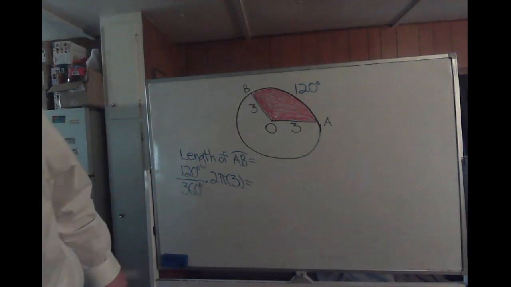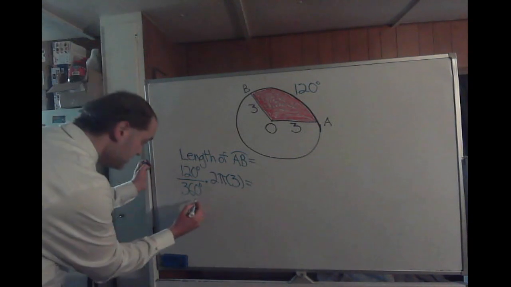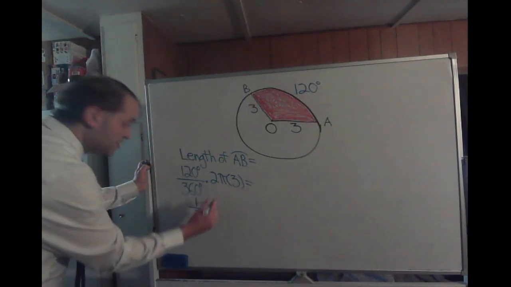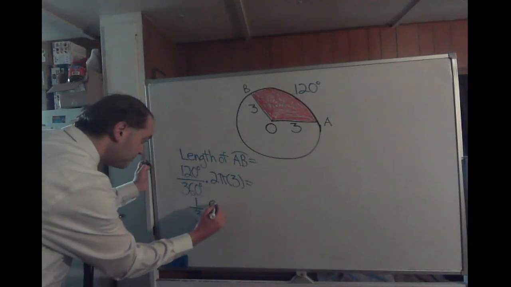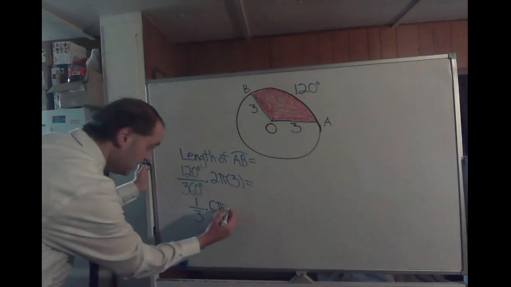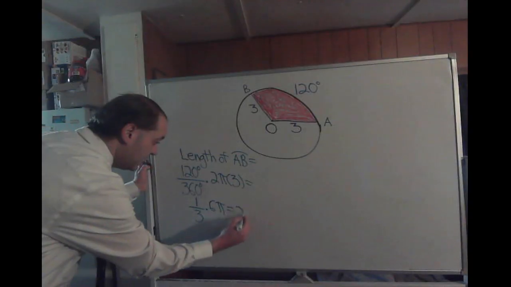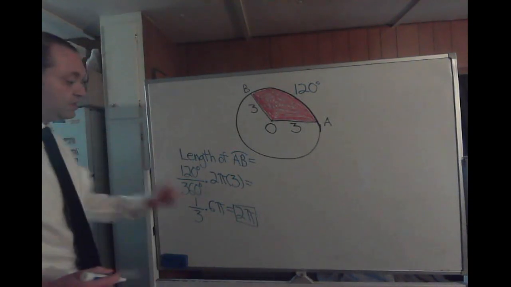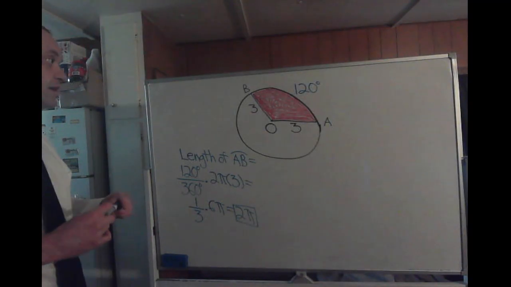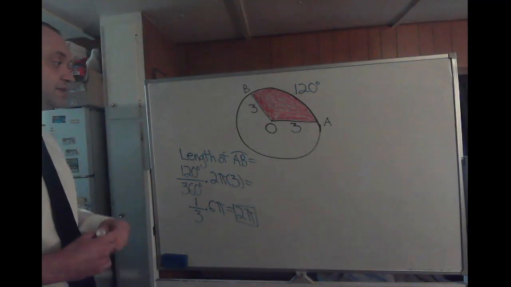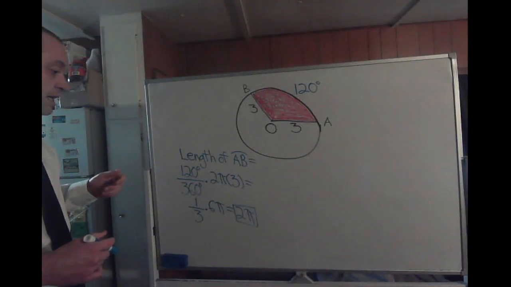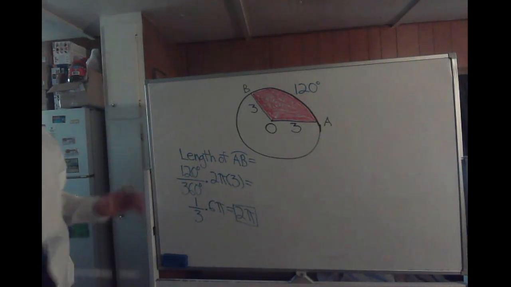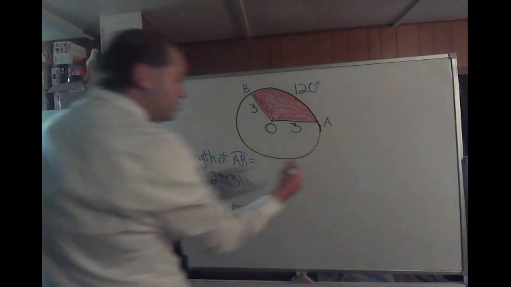which then we know 120 out of 360, that's a third of the circle. So that's going to be 1/3 times 2 pi times 3, that'd be times 6 pi, which in the end would end up giving you the length of arc AB would end up being 2 pi. So the length of arc AB itself is equal to 2 pi in this case. Now we need to find the area of sector AOB.